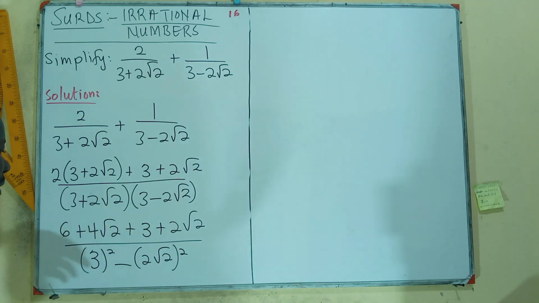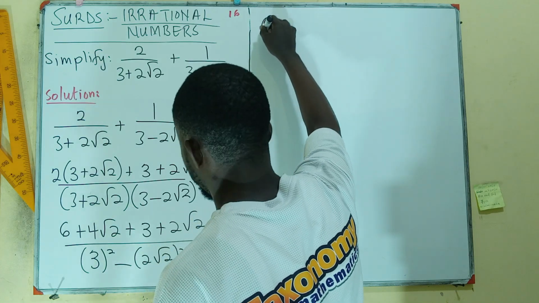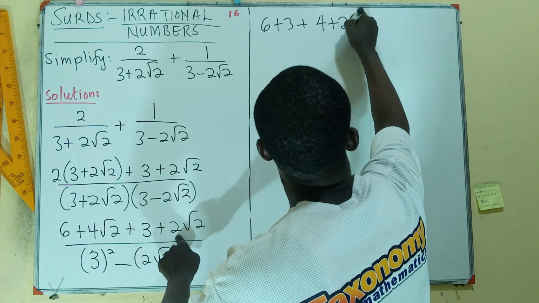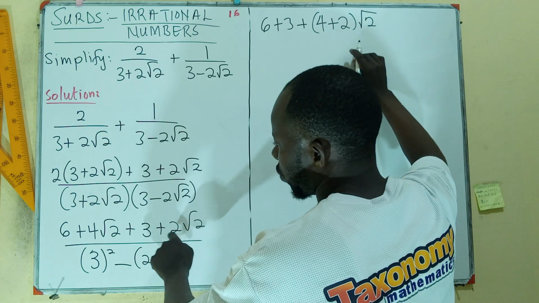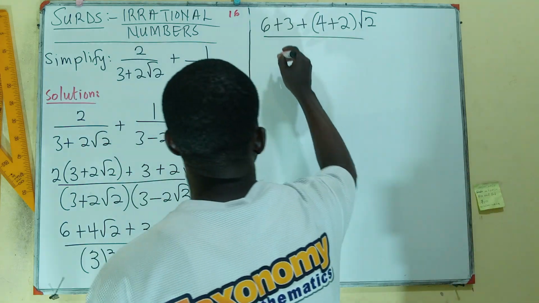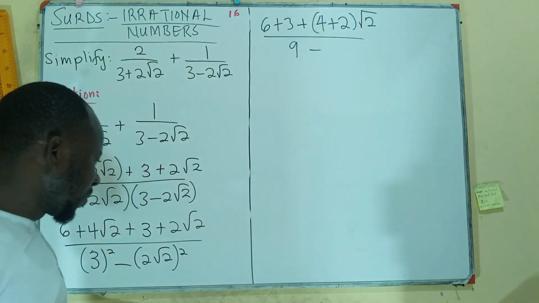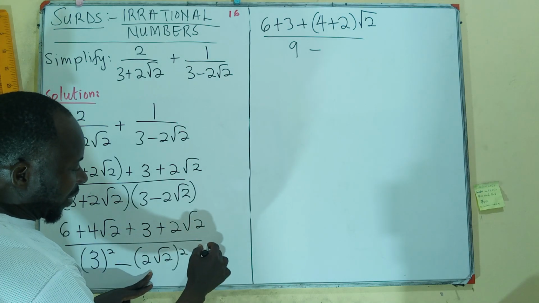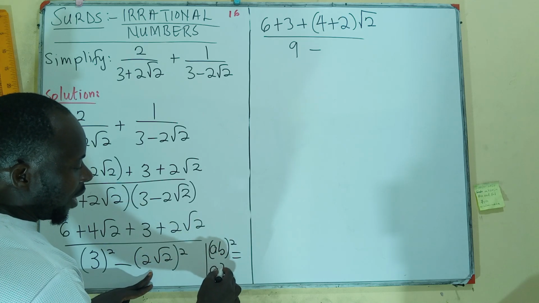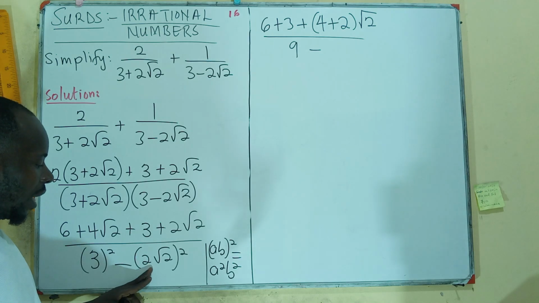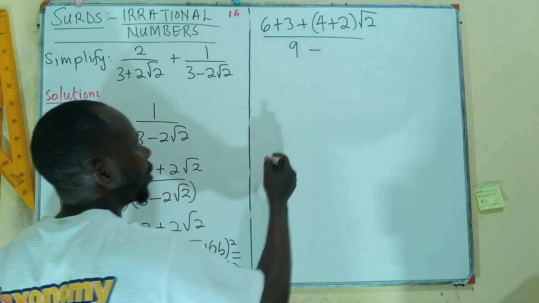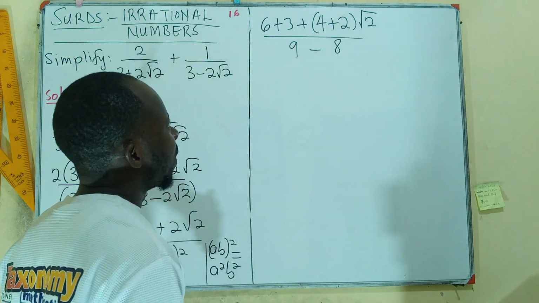So this is going to be, let's put them together in the form of 6 plus 3, then 4 plus 2, all carrying the root of 2. So we pick only the numbers in front of the root, since they are similar. So we have 3 squared, 9, minus, in the case of this, it is just like AB all squared, which is the same as A squared B squared. So if you square the 2, you get 4. If you square the root of 2, you get 2. So 4 times 2, that will give you what? 8.